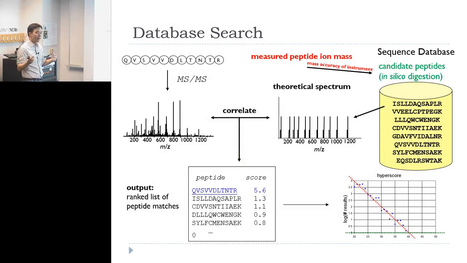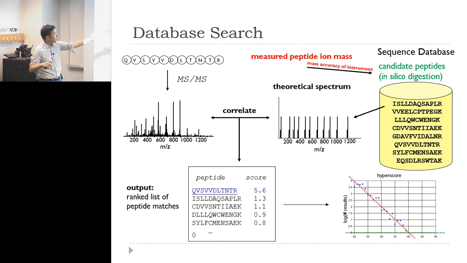So MSFragger is a database search tool, so I just want to give a bit more details as to how they work. So we have a measured peptide ion mass. Remember, the instrument, as it surveys all of these ions coming into the instrument, it knows the mass of that peptide ion, and then it fragments it, and we get that fragmentation spectrum.